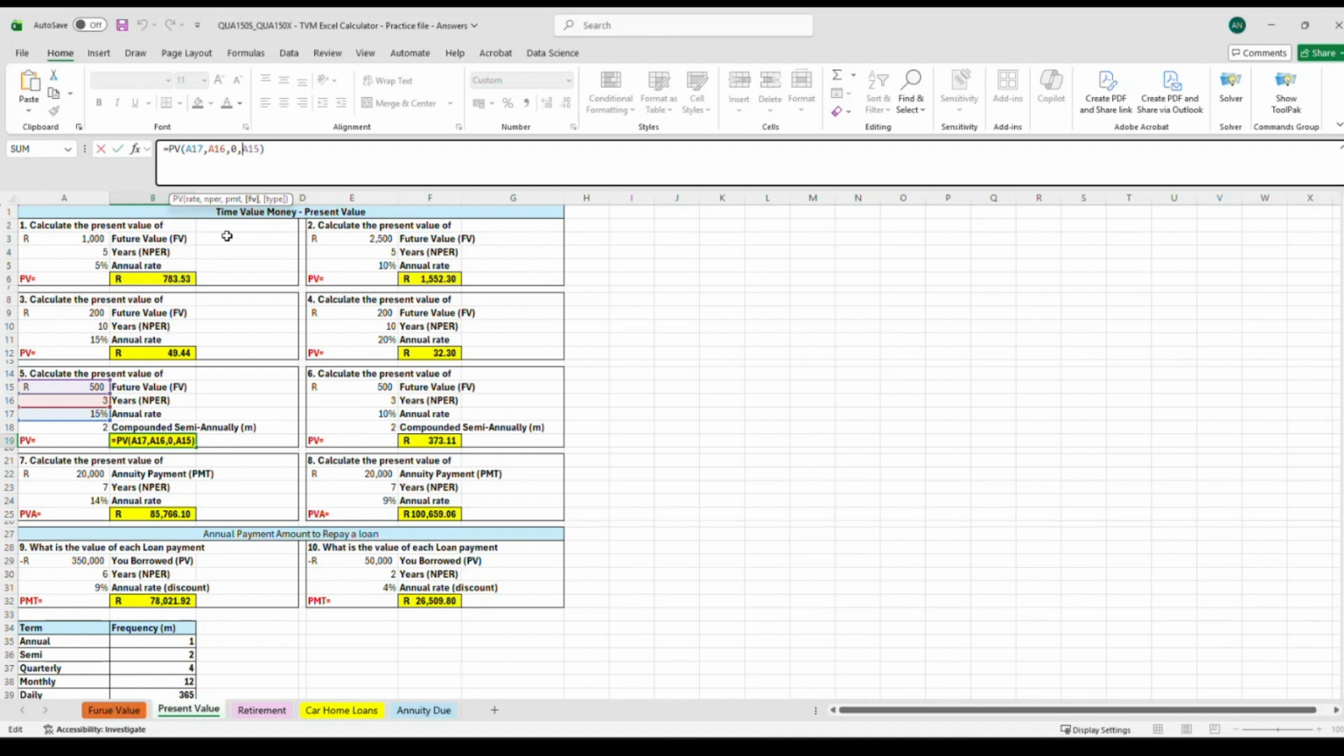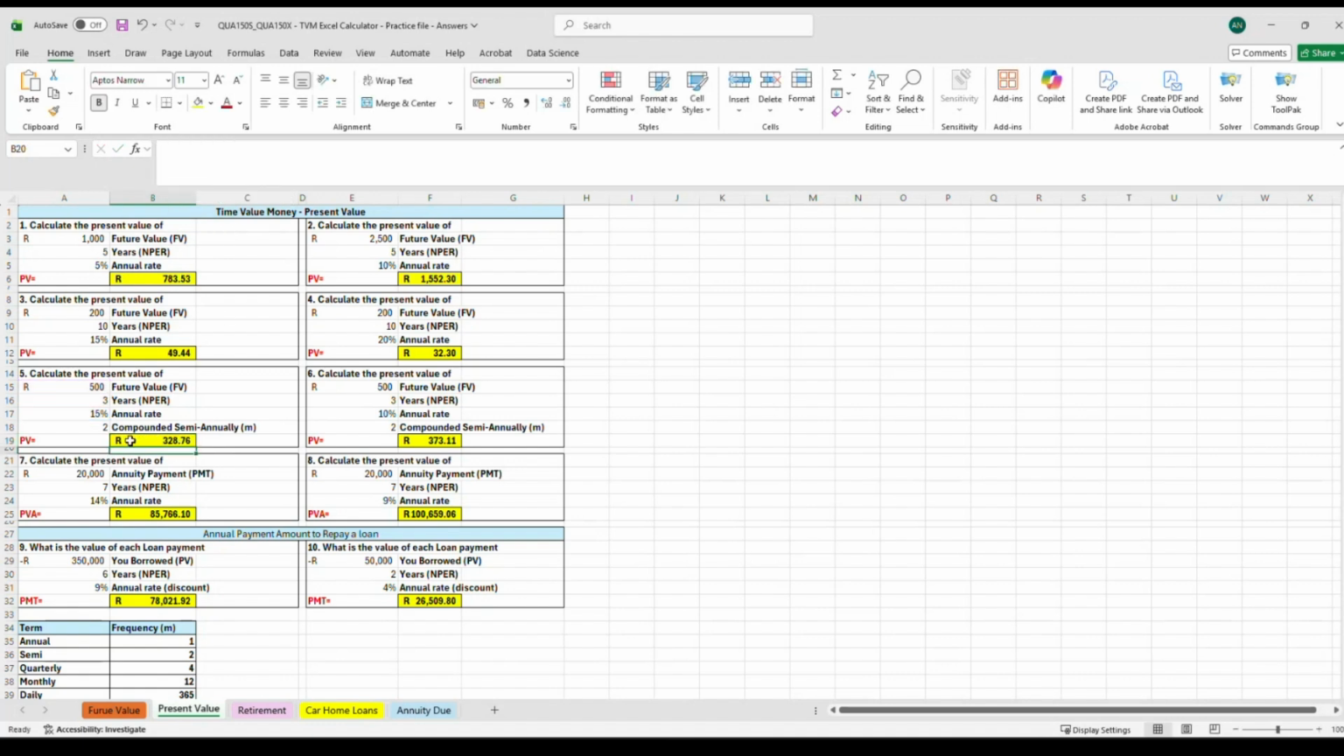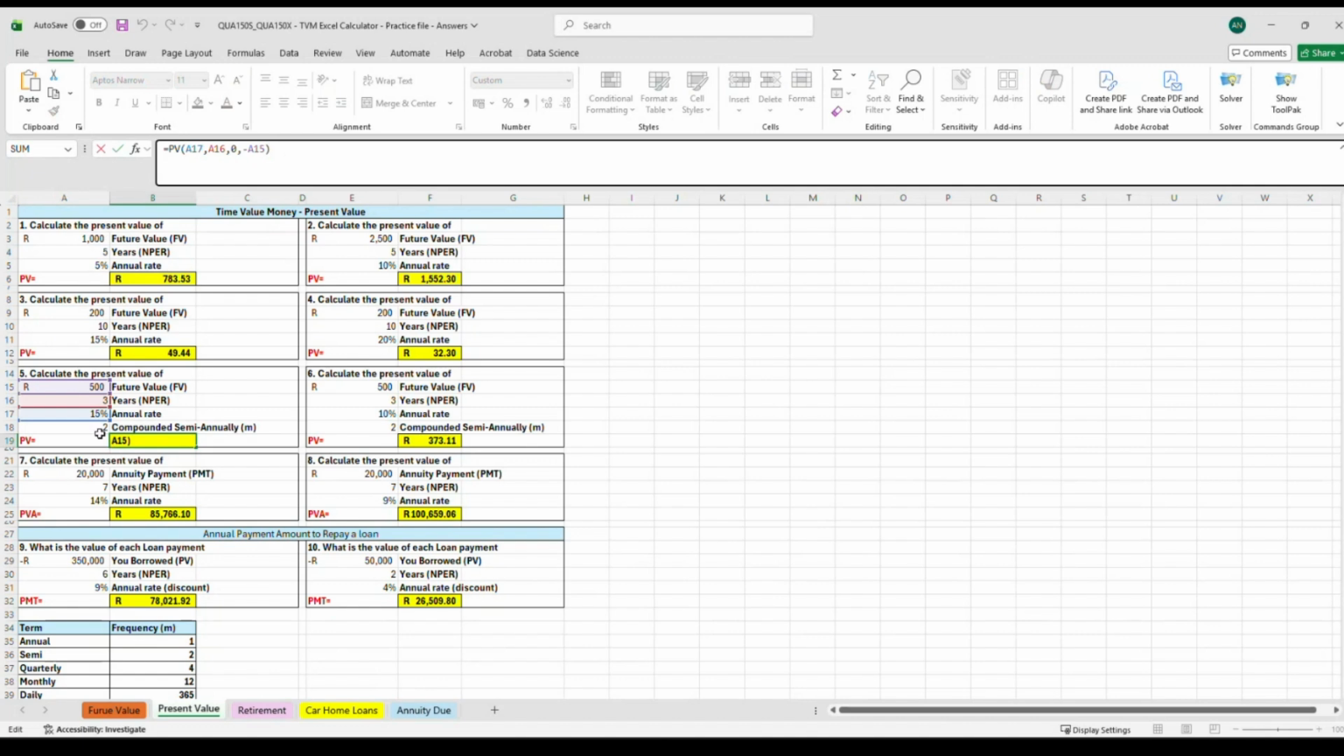So I'm going to put a minus there so that it fixes that, but we're not done because we haven't selected this number 2. So whenever there's compounding, golden rule, it will always affect your rate and affect your NPER, which is the rate is on A17 and your NPER is on A16. So we're going to start with the rate because the annual interest rate is once a year, but it says compounding semi-annually, which is this 2. So the interest rate, you always divide.